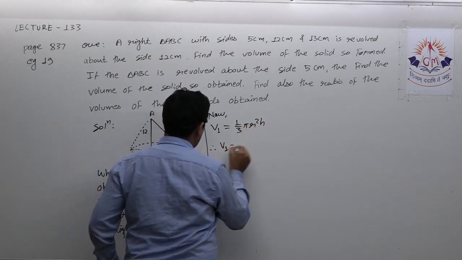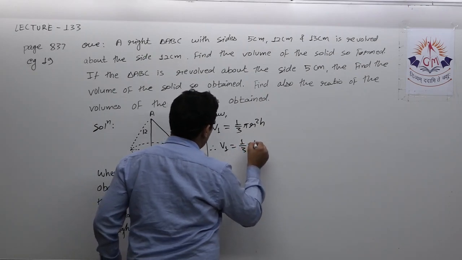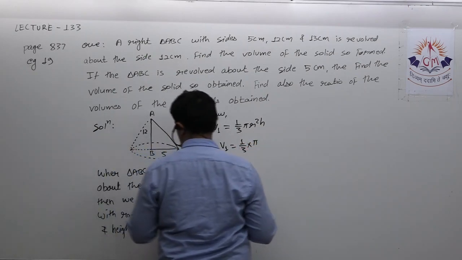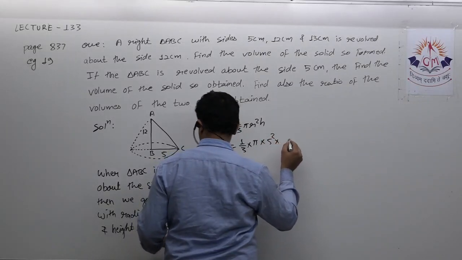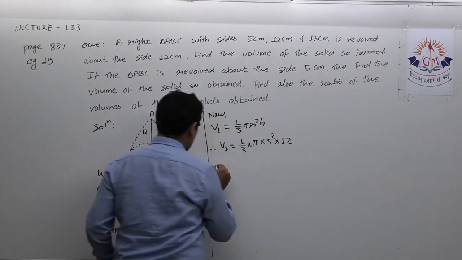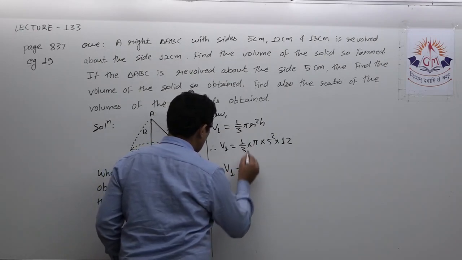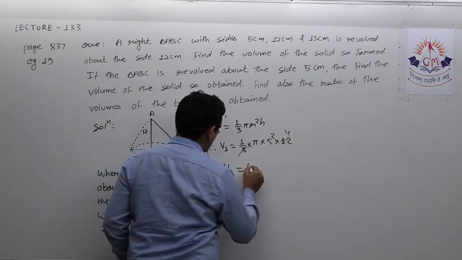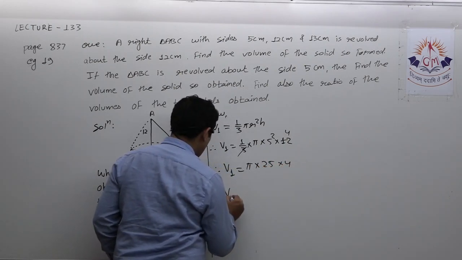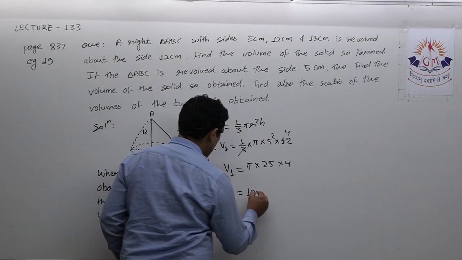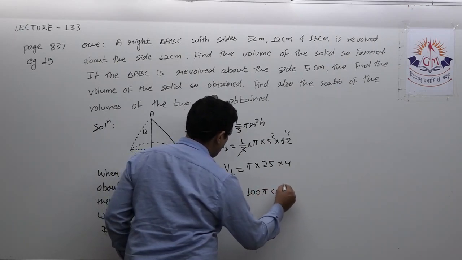Therefore V1 is equal to 1 by 3 pi. Now r is 5, so 5 square, and h is 12. So V1 is equal to, 3 4s are 12, so pi into 25 into 4. Therefore I can say V1 is equal to 100 pi centimeter cube.